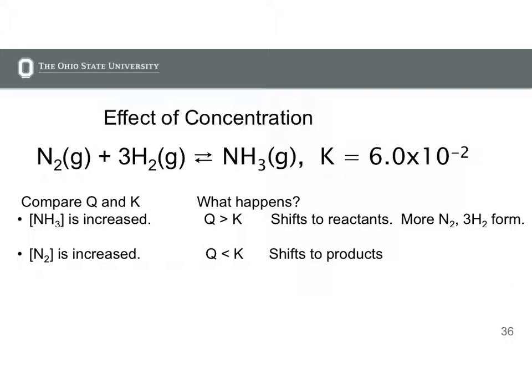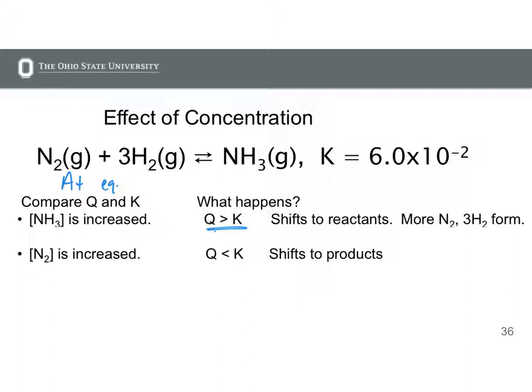So let's say we're at equilibrium, and then we're going to increase the ammonia concentration. The concentrations of N2 and H2 we're going to leave the same, but we're going to add more ammonia to the reaction. In that case, you would calculate that Q is greater than K, and you would expect the reaction to shift towards the reactants. So we're going to form more nitrogen and more hydrogen.